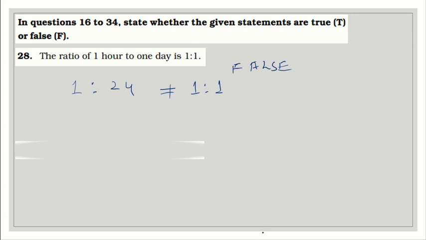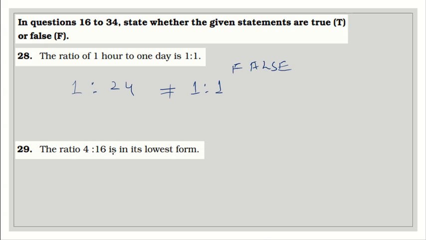Then question number 29. The ratio of 4:16 is in its lowest terms. No, it is not. Why is it not? What is its lowest form? Both the numerator and denominator have a common factor of 4. So they can get cancelled with that common factor. 4 ones are 4, 4 fours are 16. So their lowest form is 1:4. So this is also false.